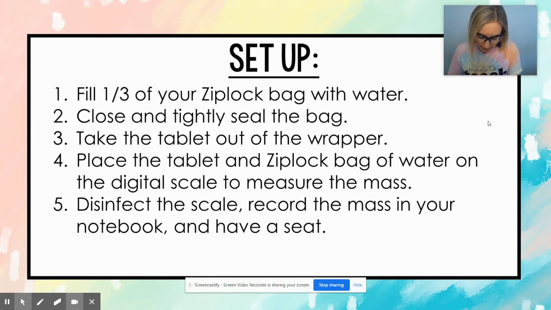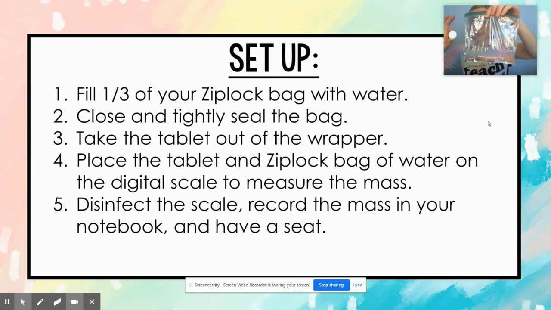Well, actually, no, you can't leave it in the package. Take it out the best that you can. So what you're going to do then is place the tablet, and if it's just broken up, take all the little pieces of your tablet, place it on your digital scale, take your Ziploc bag that's filled up with the water, place both of these on the digital scale, let them sit for a second, and then you're going to record its mass.